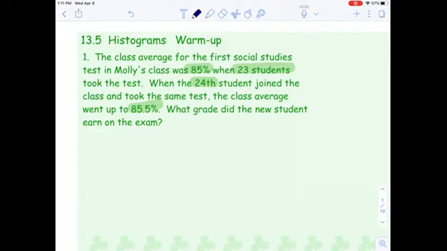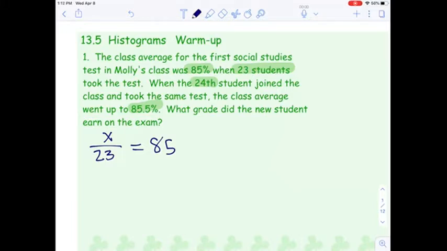To find the mean, or the average, we add up all of our scores and divide by how many students took the test, and that gives us our average. We know that 23 students took the test. That's the total number of students. We know the average is 85%, but we don't know what all of the scores add up to. So that's what we need to solve for first.